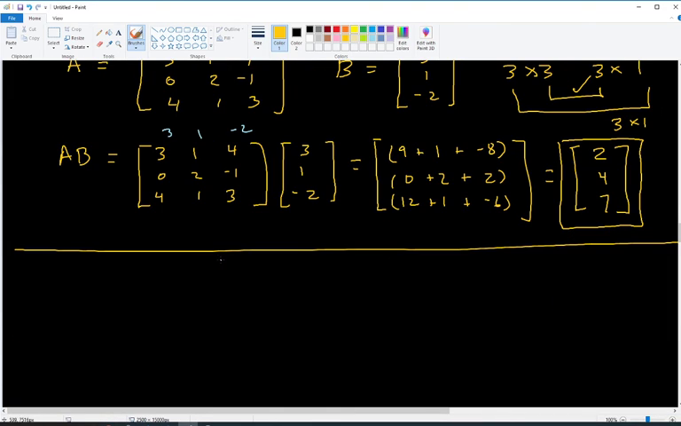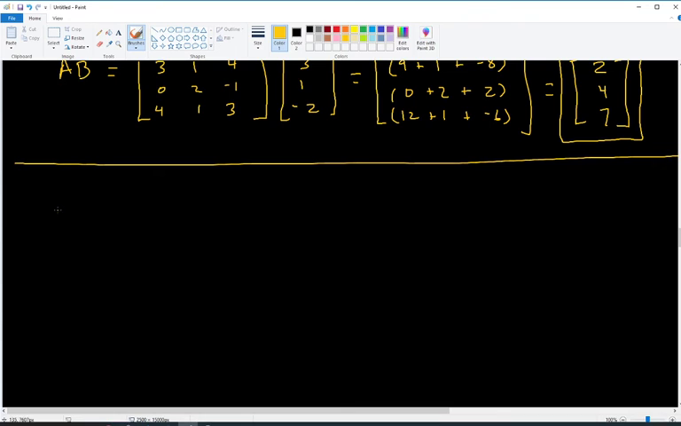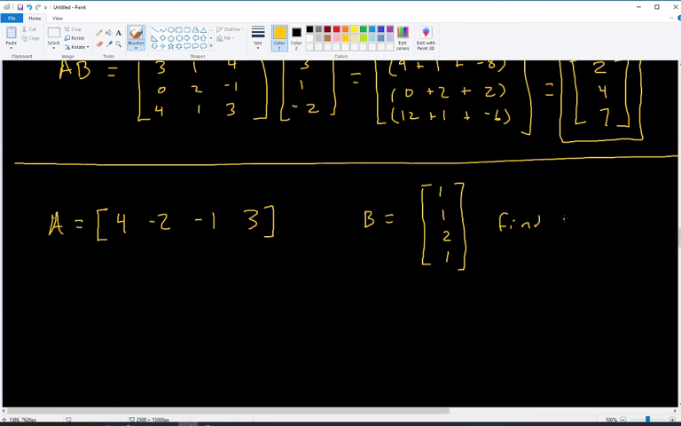So let me think. Let's say matrix A is 4, negative 2, negative 1, positive 3, and matrix B is 1, 1, 2, 1. And we want to find A times B. A is a 1 row, 4 columns, so it's a 1 by 4. And B is a 4 column by a single row, so B is a 4 by 1.